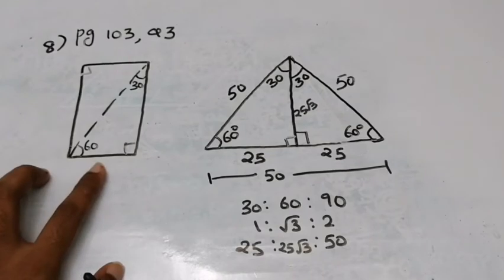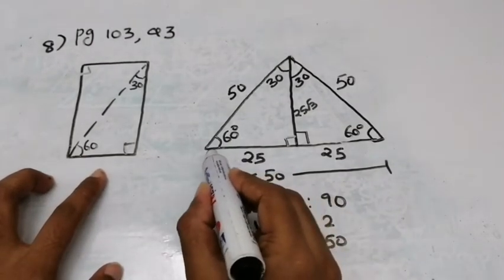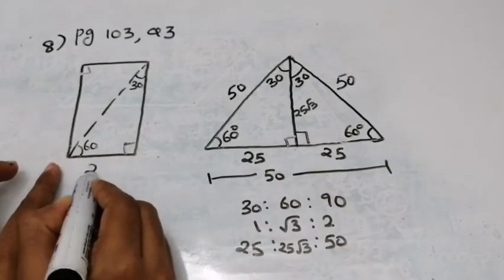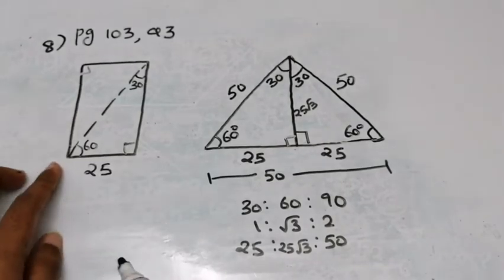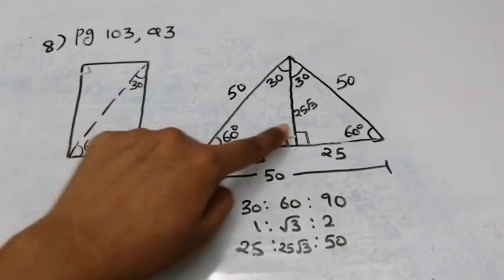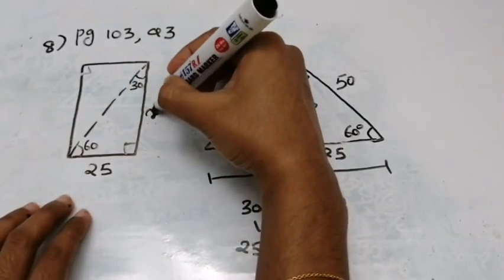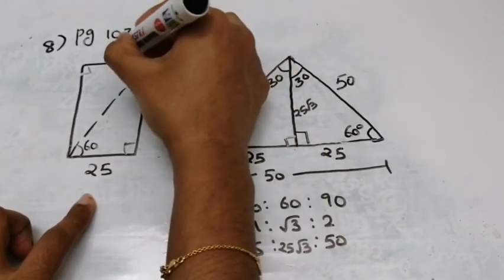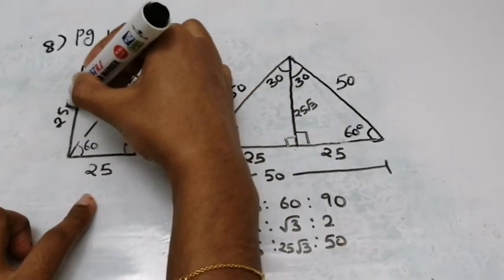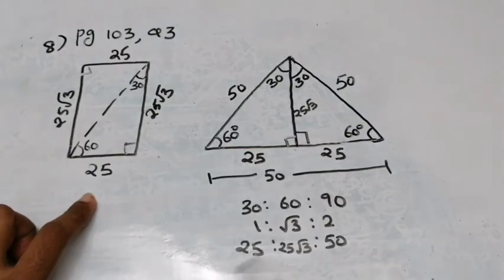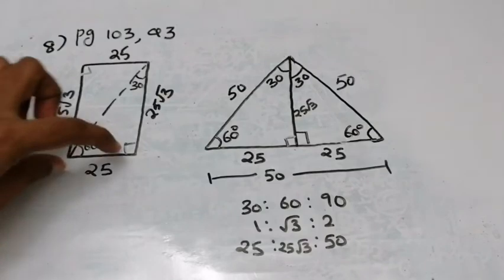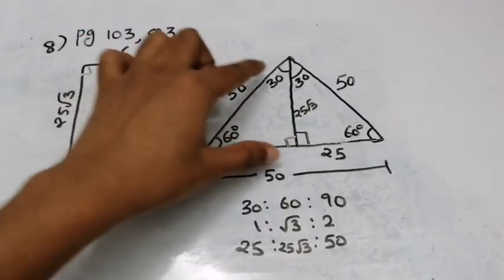And see here, this portion. How do we get this portion? I can say this side is 25. So this side is also 25. Then what about this side? Opposite to 60-degree, it is 25 root 3. So I am marking here 25 root 3. So if this side is 25, here also 25, here it is 25 root 3. Understood? If we just take this triangle portion and keep here, we can see that this is 25 and this part is 25 root 3.